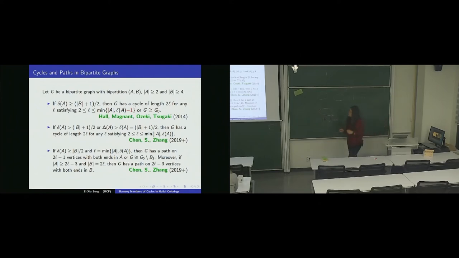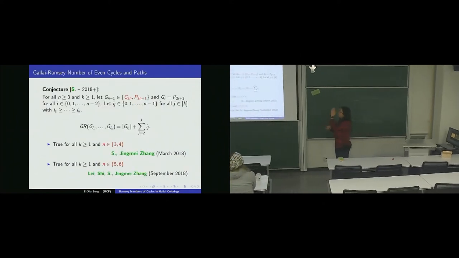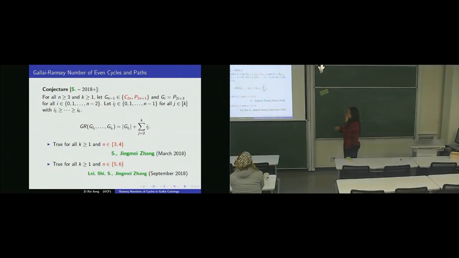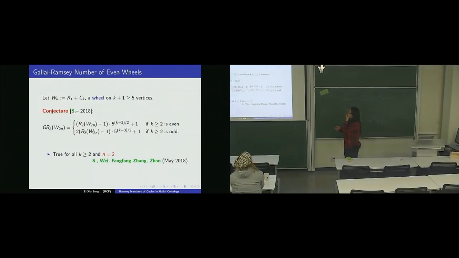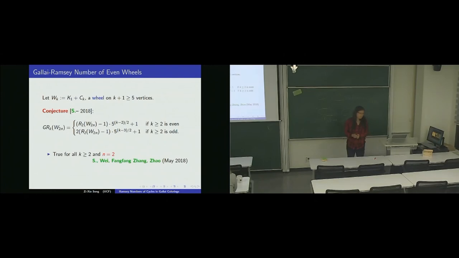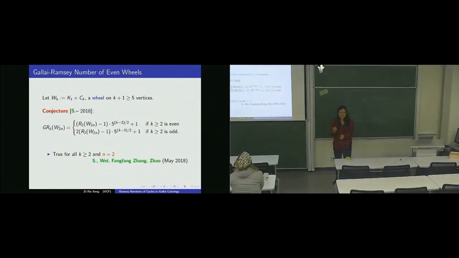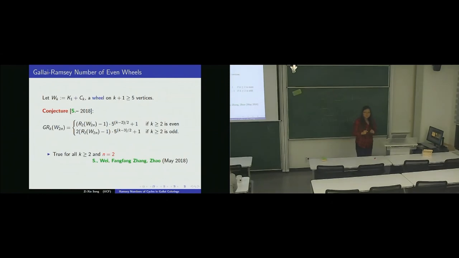Okay, so let me quickly mention here. This is the mixed version, and when I visited the University of Mississippi, being interested in wheels, I didn't spend too much time on this one, because two-colored Ramsey numbers of wheels are far away from being known. I was only able to come up with the even wheels, which means you have k plus one vertices here.